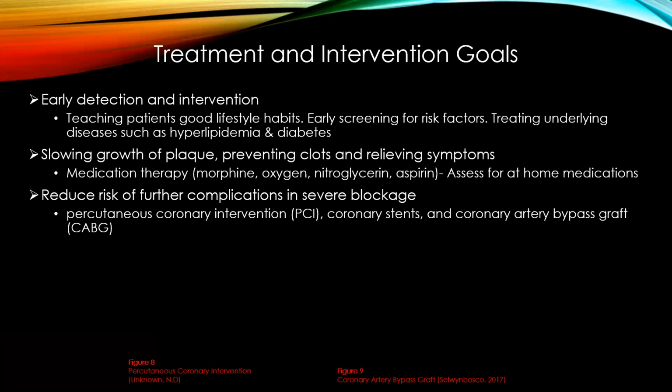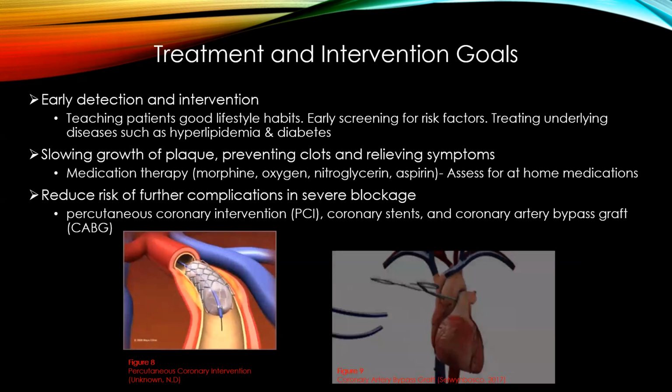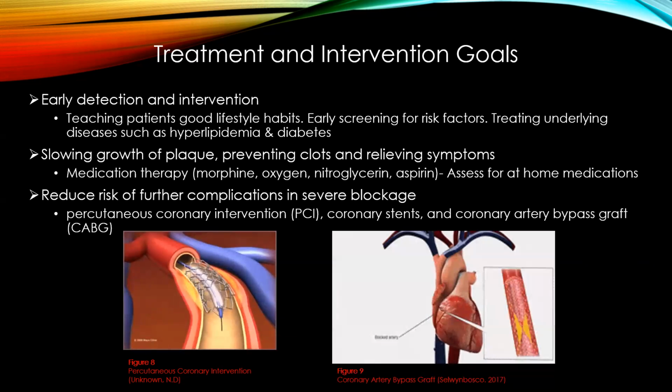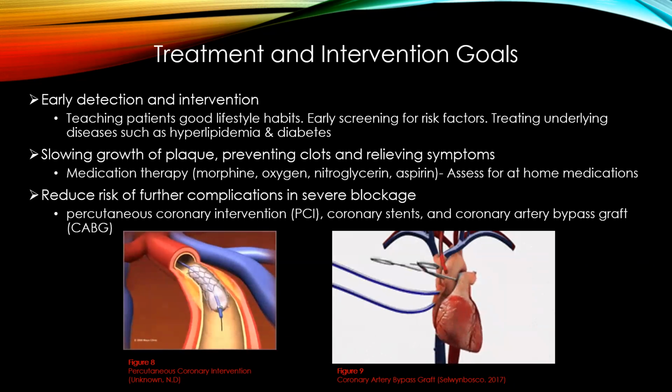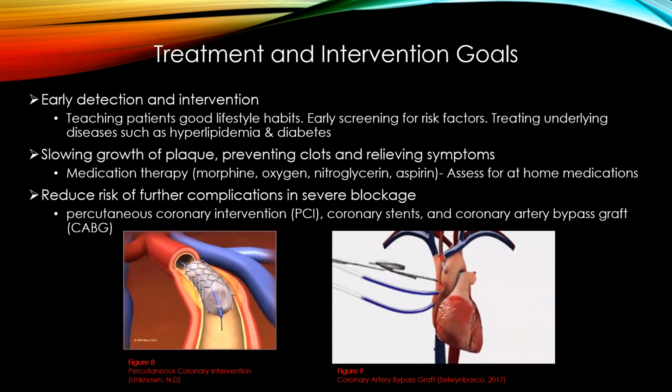Treatment and intervention goals. For this type of patient, we want to do early detection and intervention, teaching patients good lifestyle habits, early screening for risk factors, and treating underlying diseases such as hyperlipidemia and diabetes. We also want to slow the growth of plaque, prevent clots, and relieve symptoms. Medication therapy includes morphine, oxygen, nitroglycerin, and aspirin. We would want to assess for at-home medications such as Viagra, which is contraindicated with nitroglycerin. Reduce risk of further complications and severe blockage.